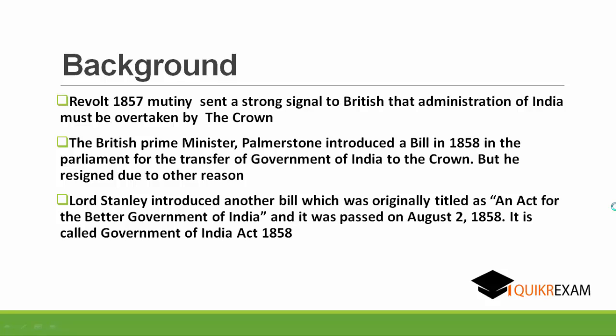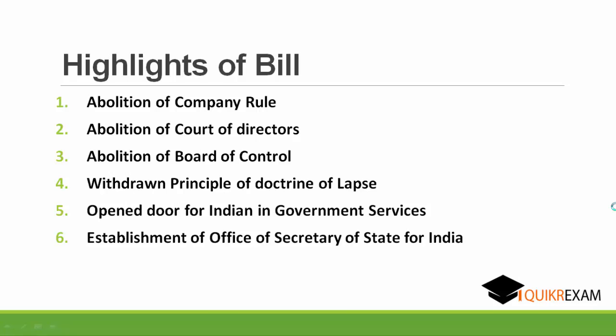Later on, Lord Stanley introduced another bill which was originally titled An Act for the Better Government of India, and it was finally passed by the British Parliament on August 2nd, 1858, and it was known as the Government of India Act 1858. So let's talk about the highlights of this bill.